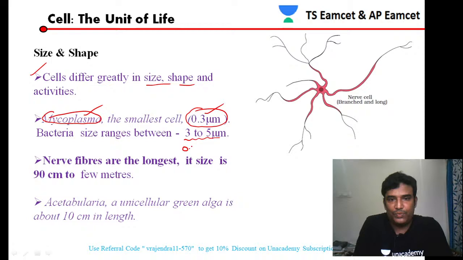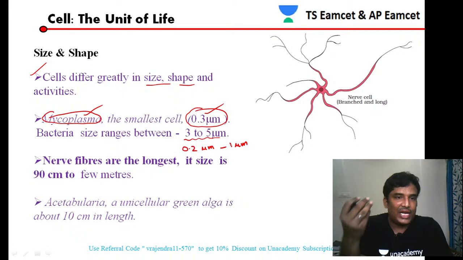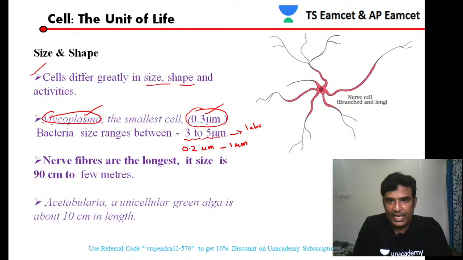If you grow them in the laboratory, they take more food material and increase their size up to 3 to 5 micrometers. Okay, so you have to remember that. Out of all these, the nerve fiber is the longest cell. Longest cell is no doubt the nerve fiber.